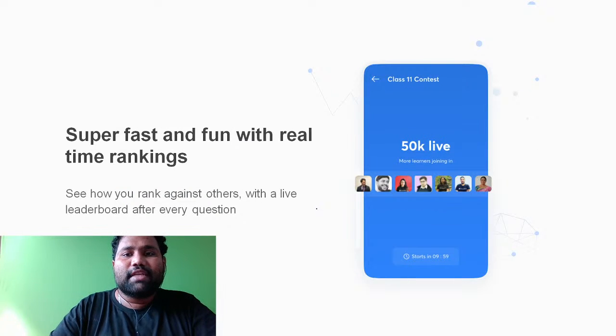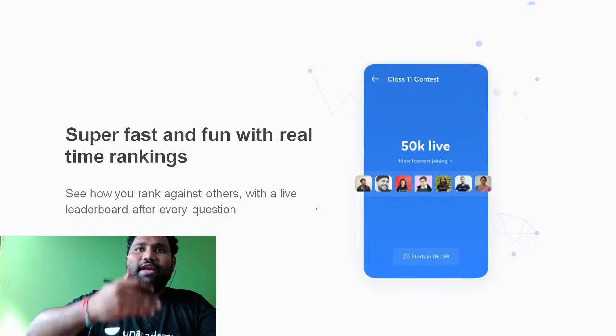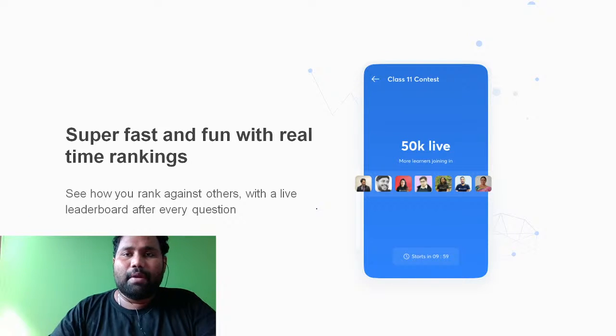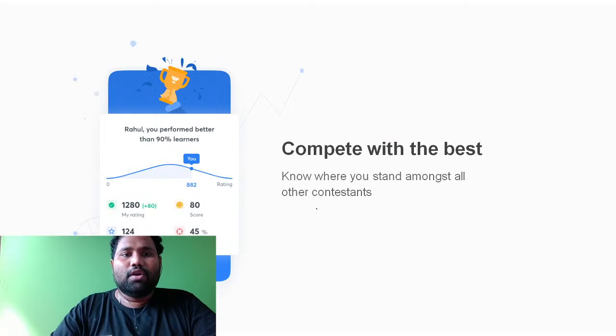Now some people will say, sir, is there any leaderboard, so that after writing each and every question, we can assess what level we are at? Yes, after writing each and every question, you will track your performance, and the leaderboard will show you your rankings just after solving each and every question also, right?